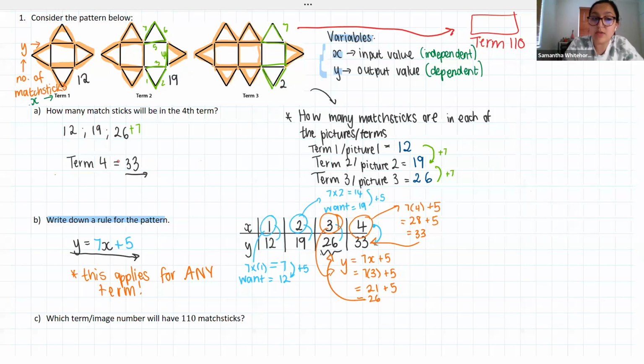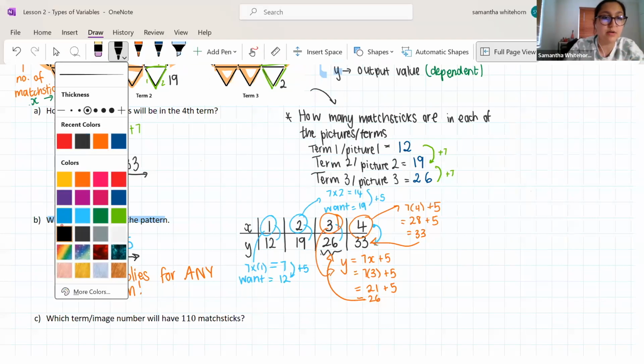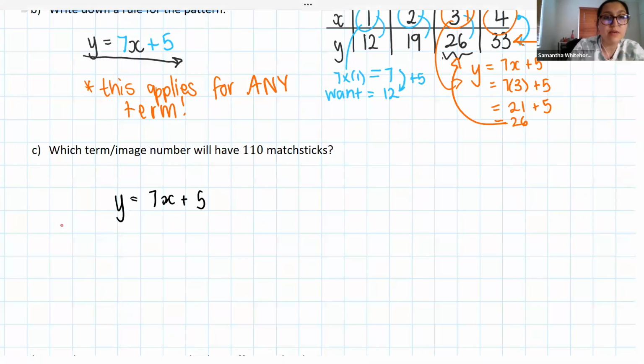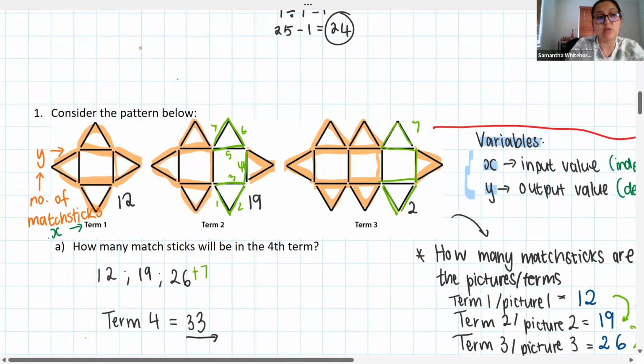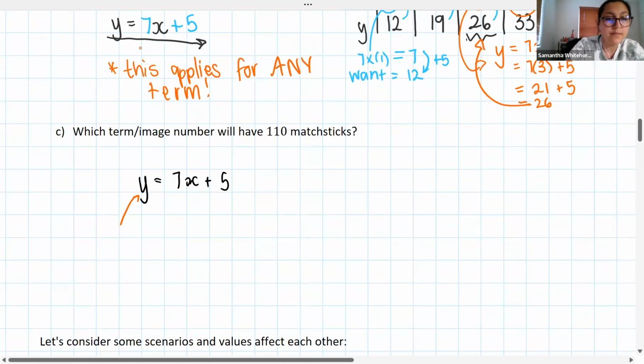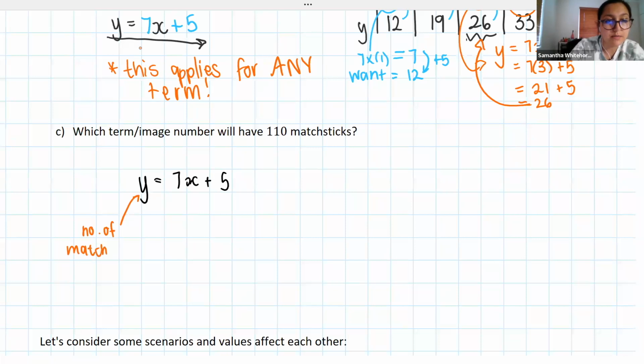Now remember, we have a rule that we've just established. We know that our rule is y equals 7x plus 5. I'm going to make this a bit bigger again. So here's our rule, y is equal to 7x plus 5. And if we relate this rule back to what we said earlier about what y represents and what x represents, we know that y is the number of matchsticks. That's our output. And we know that x is our term or our picture number.